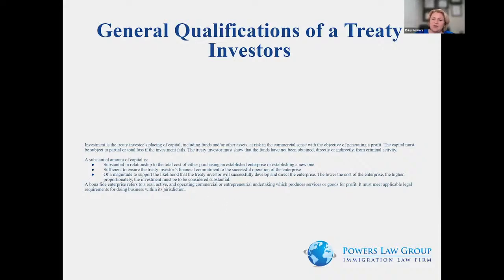So a substantial amount goes into a little more detail here. Substantial in relationship to the total cost of either purchasing an established enterprise or establishing a new one. So that's another thing to note. We're talking about a business that you can start from scratch, or you can buy a franchise, or you can buy a business that's already been built up and you're buying it from that seller. So there's lots of different options.